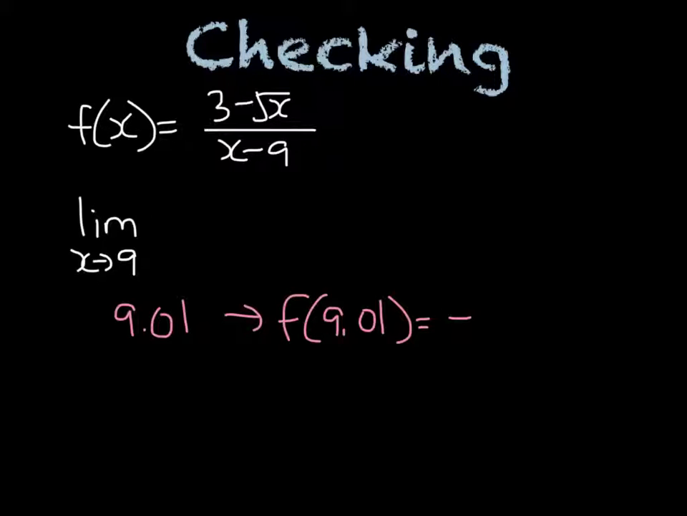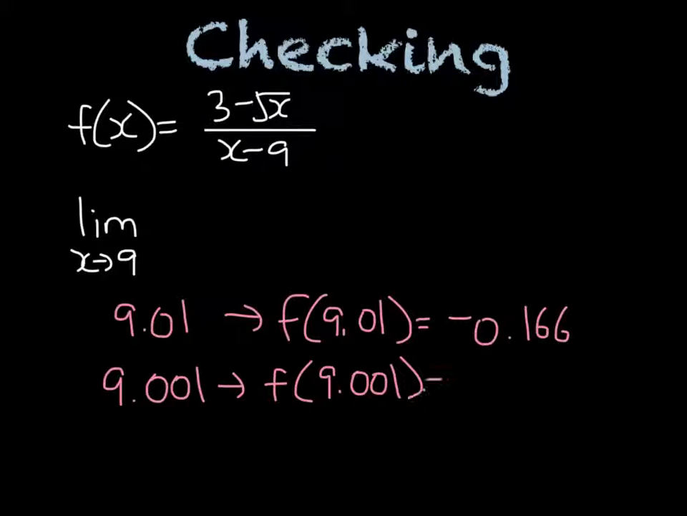equals negative 0.166. If we plug in 9.001, then we get the function at that x value to be equal to about negative 0.166. You can bring this continually closer. So if you were to plug in something like 9.00001, then you would get a value really close to what you would get from actually evaluating the limit. Because when we actually evaluated the limit, we got negative 1/6, which is pretty much what these decimals are.